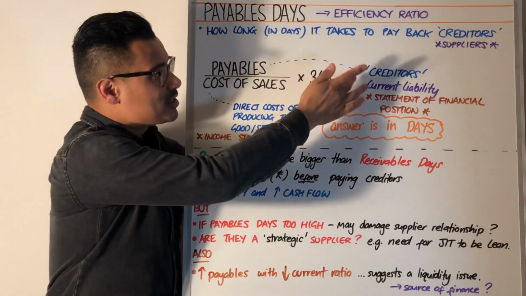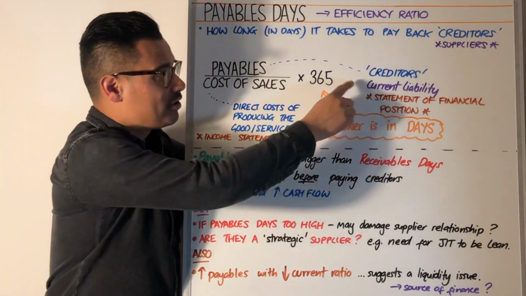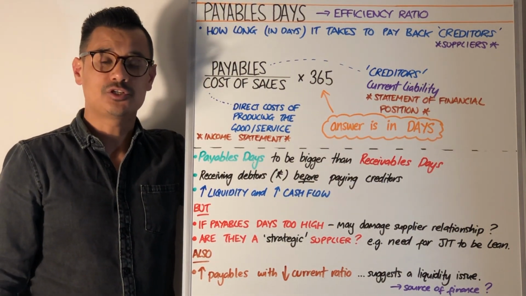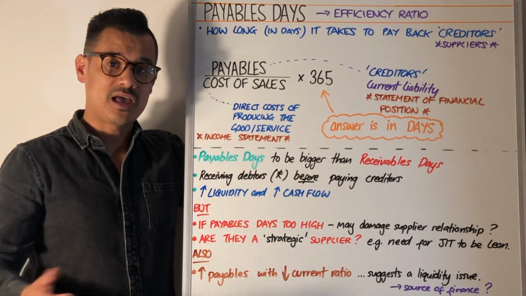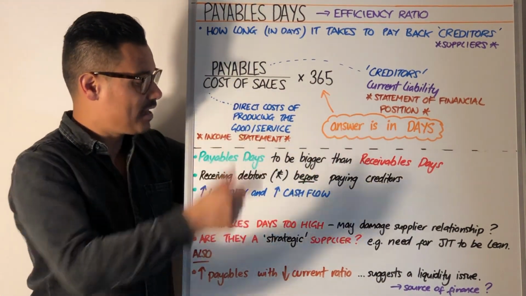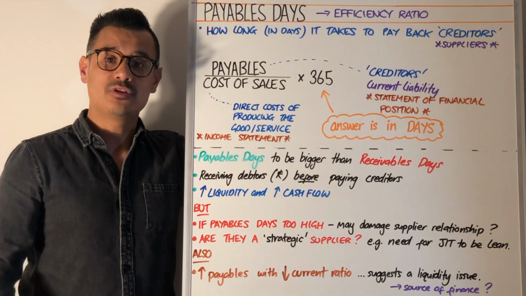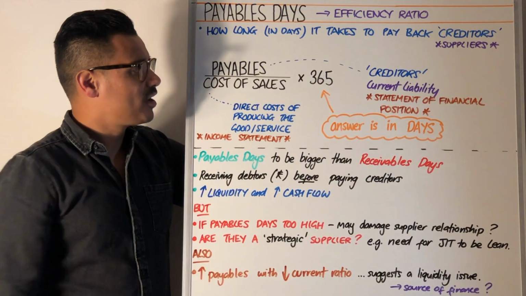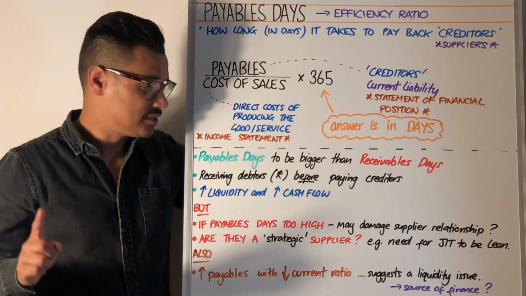So payables, sometimes referred to as creditors, that's a current liability, so you might find that information on the statement of financial position. Now the bottom half is cost of sales, of course that's your direct costs of producing the good or service, and you'd find that up the top at your income statement, just under your revenue or your turnover. So that's the formula: payables divided by cost of sales times by 365.